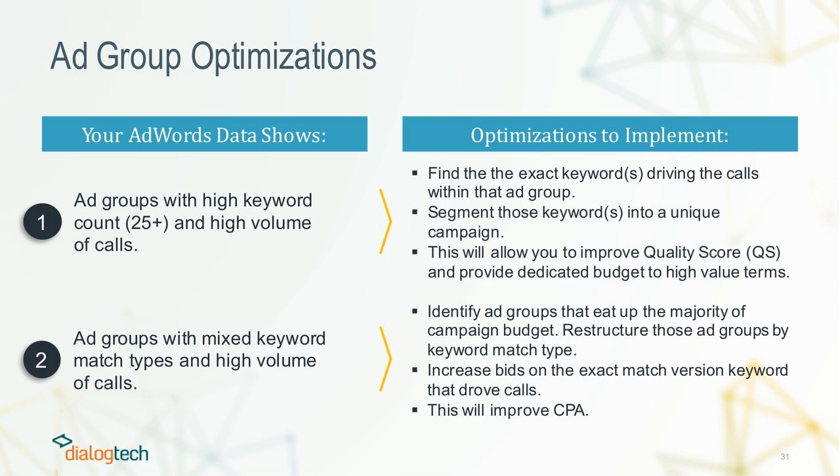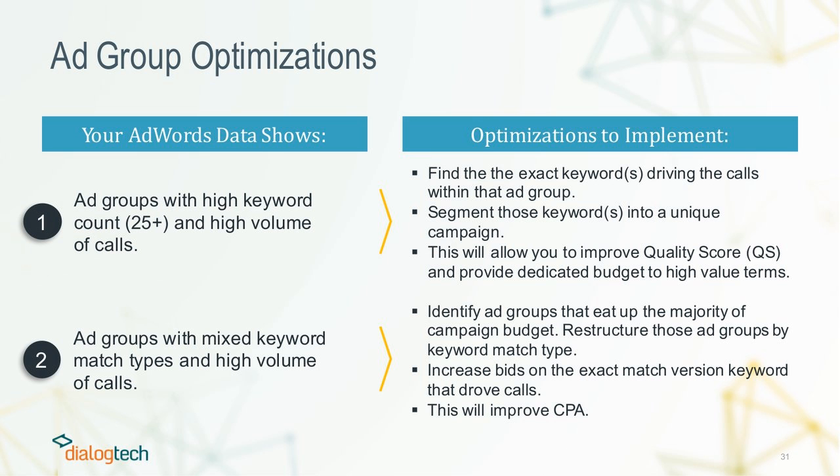And then the other one: ad groups with mixed keyword match types and a high volume of calls. This is where it gets important that you have keyword match type level call attribution, because you need to restructure those ad groups. Again, do it whichever way you feel most comfortable, but if you have ad groups with a high volume of calls specifically, you want to break everything out into an exact match ad group, a broad match ad group, and a phrase match ad group. If you're short on time, make sure to at least break out exact match.